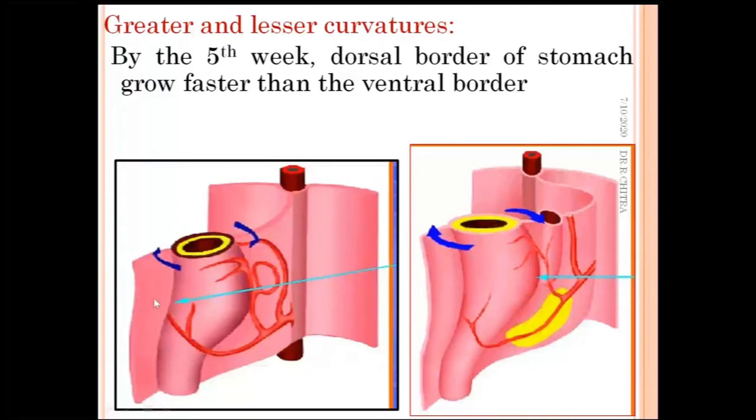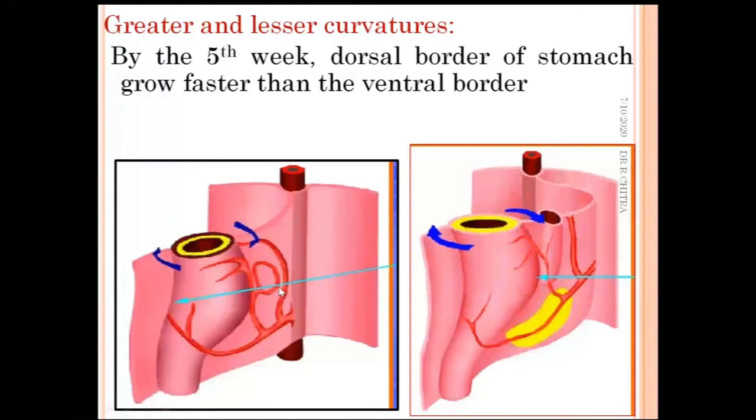You see the ventral border of the stomach is suspended from the anterior body wall by the septum transversum, which forms the ventral mesogastrium. So this is the ventral mesogastrium and this is the dorsal mesogastrium. The dorsal border of the stomach is attached to the body wall by the dorsal mesogastrium, which is a part of the dorsal mesentery of the primitive gut. So you can see the blood supply of the foregut from the dorsal aorta through this dorsal mesogastrium.